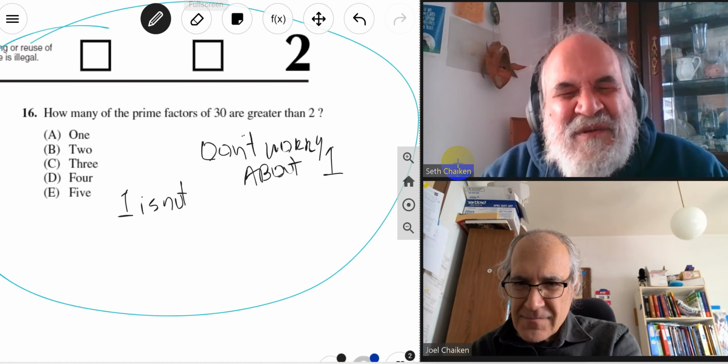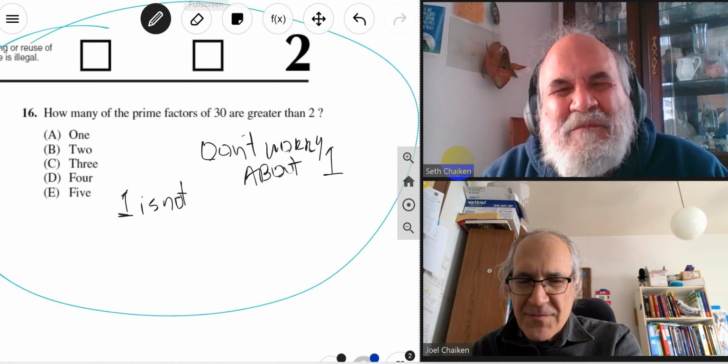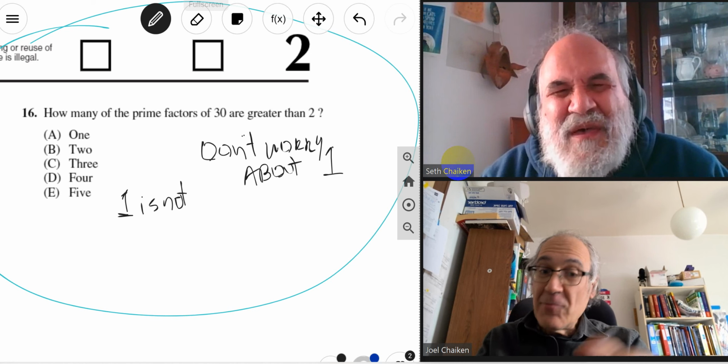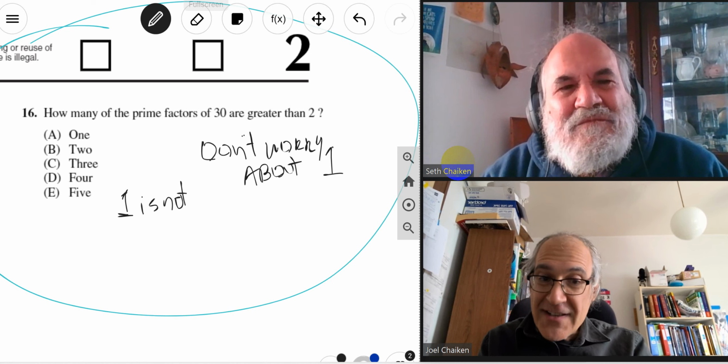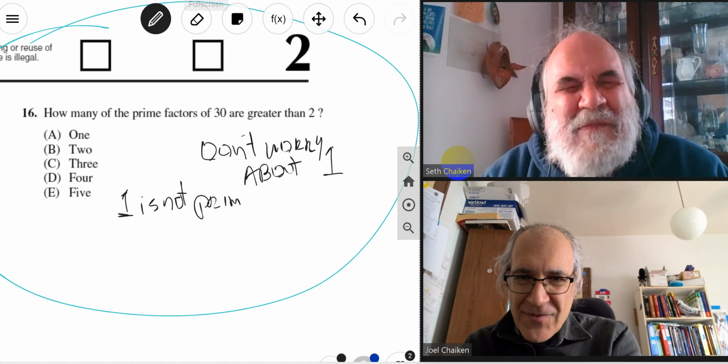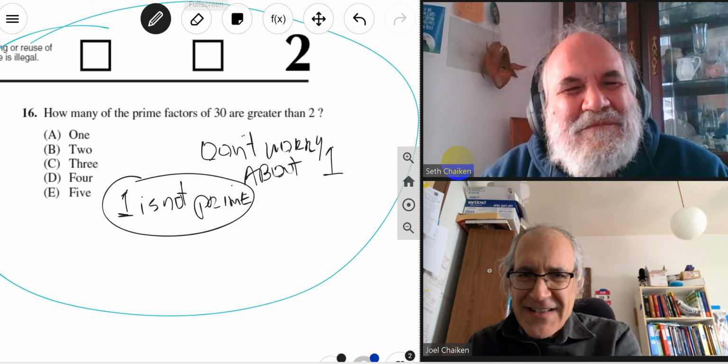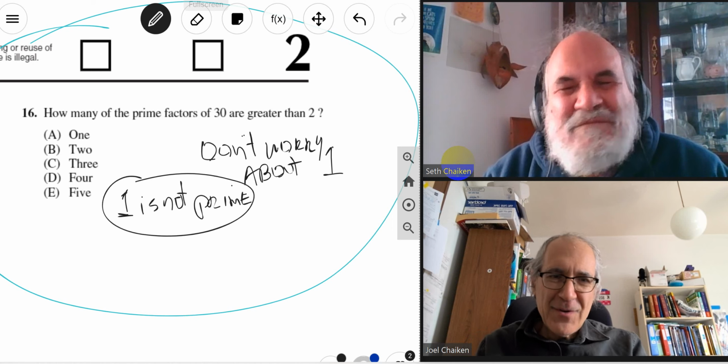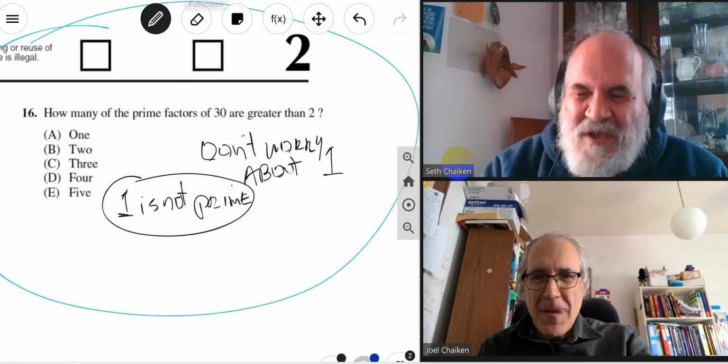and 1 is not considered one of the prime factors of an integer. Okay, we're going to do this question, and then we're going to release everyone, and then I seriously have a question for my brother about this. So 1 is not prime. That's really all you have to know, okay? Anyway, it doesn't matter. So Seth, you want to take it from here? Since I blew the last one?